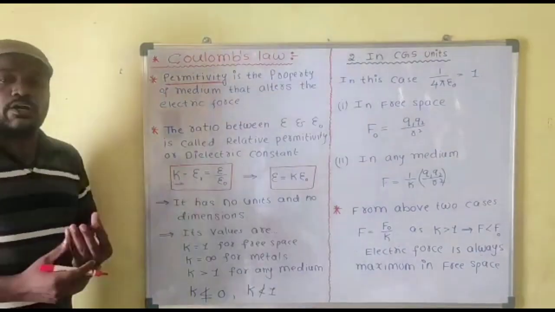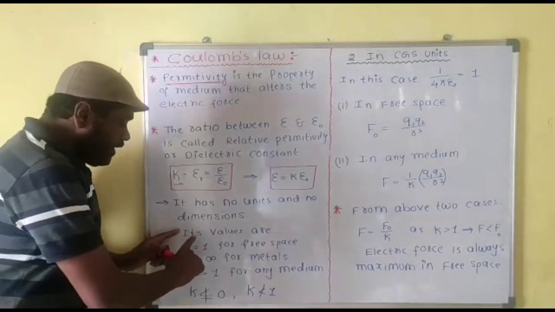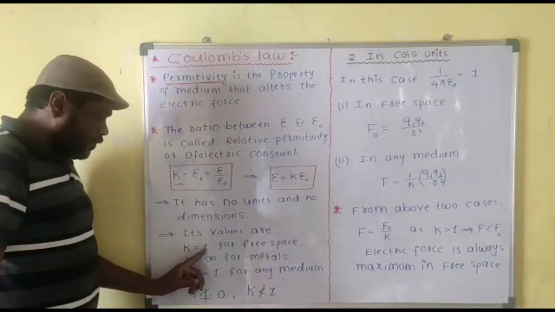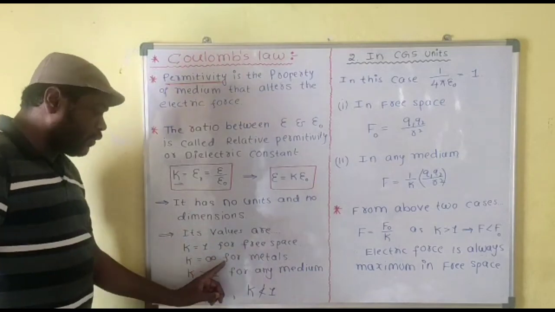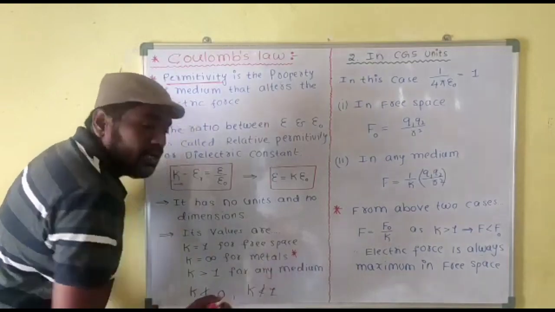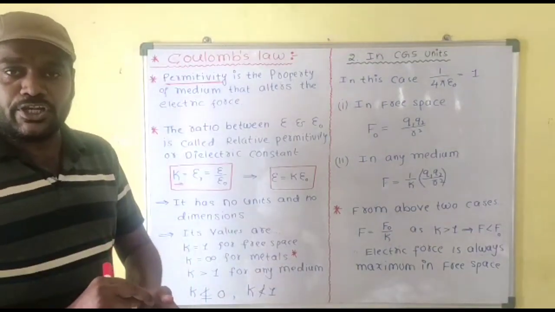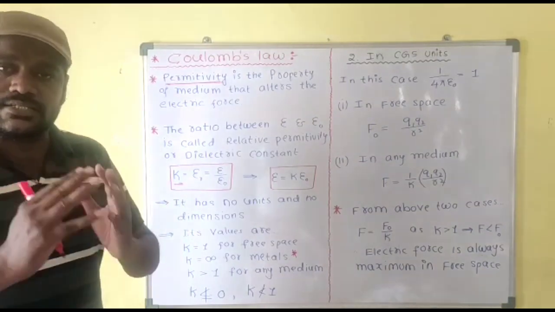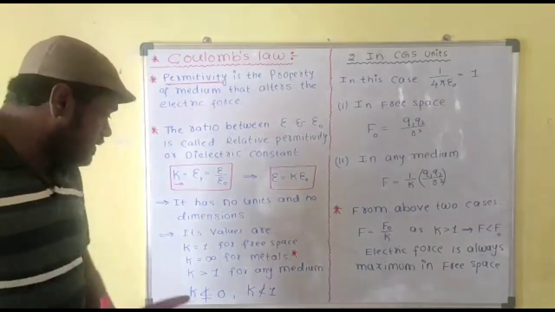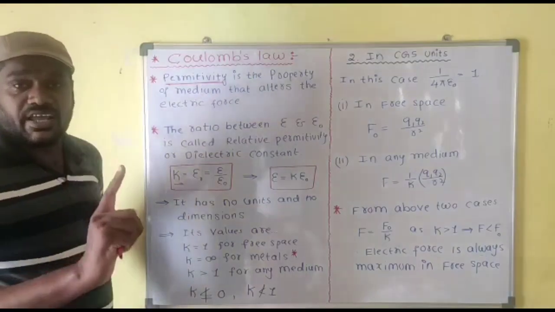And what are these values? These values are very, very important for problem solving. The dielectric constant values are K equal to 1 for free space and K equal to infinity for metals. What are the metals? All conductors, all metals, such as copper, zinc, aluminium, brass, etc. For all such electric conductors or metals, K is equal to infinity, and K is always greater than 1 for any medium.